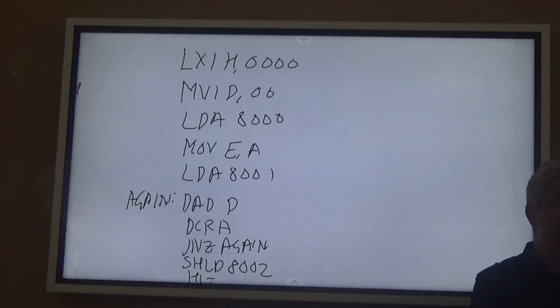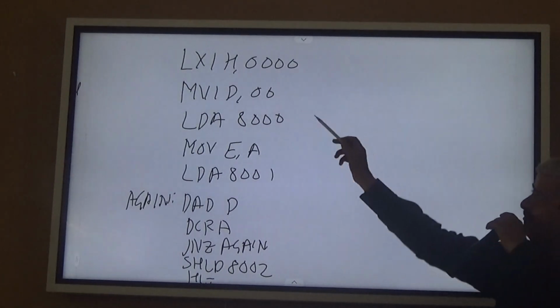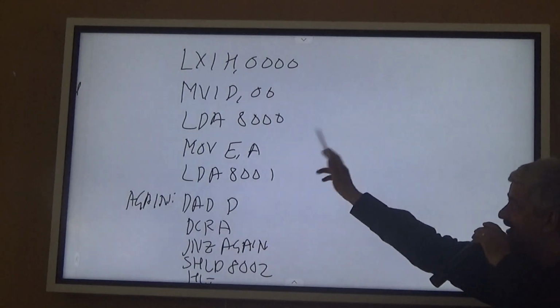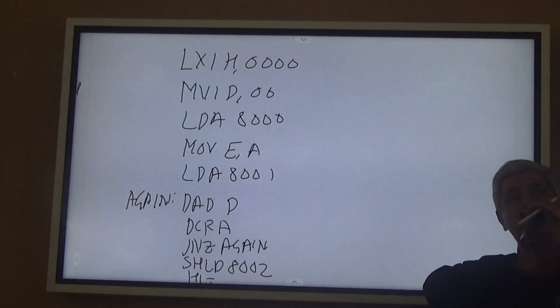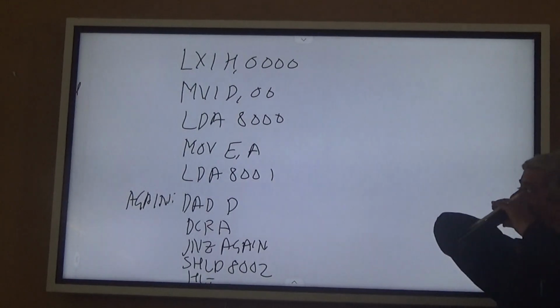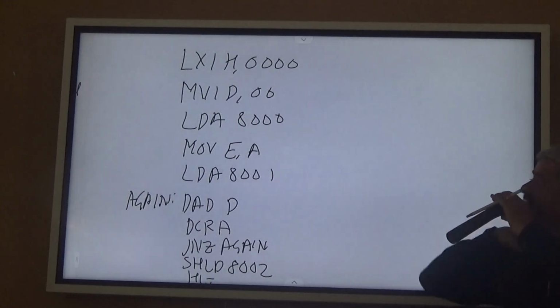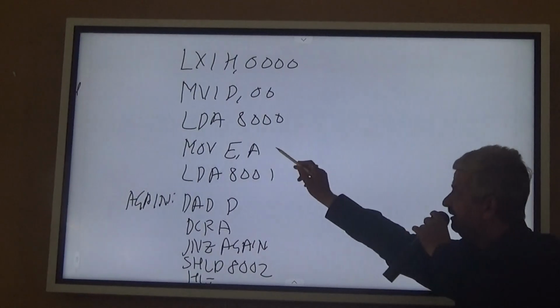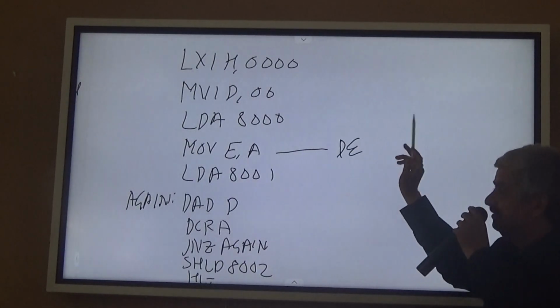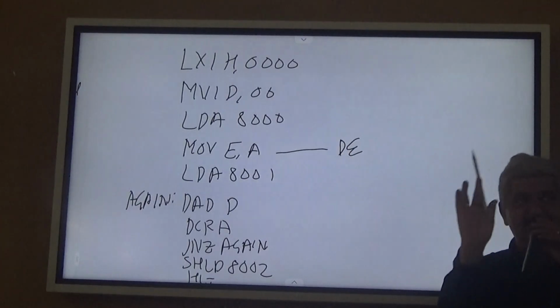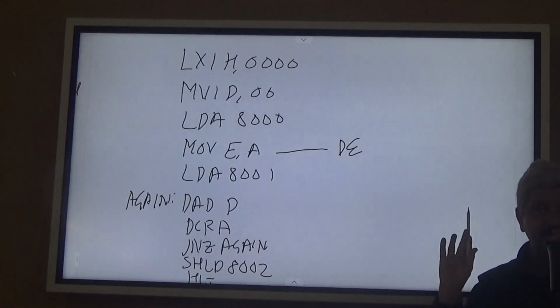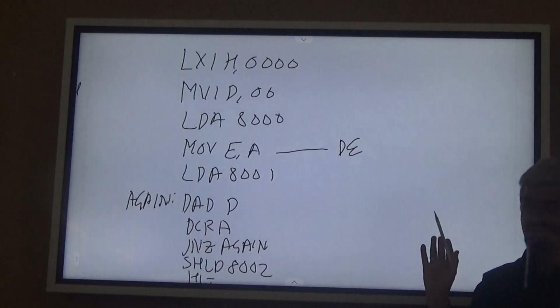So DE is 16 bit. My multiplicand is 8 bit. So what I will do, I will put D as 0 and one number I will take in E, right? So D I have made 0. Is it okay? Now LDA 8000. So first number will come to accumulator. Then move E comma A. By this instruction I have ensured that DE contains multiplicand. Am I correct?